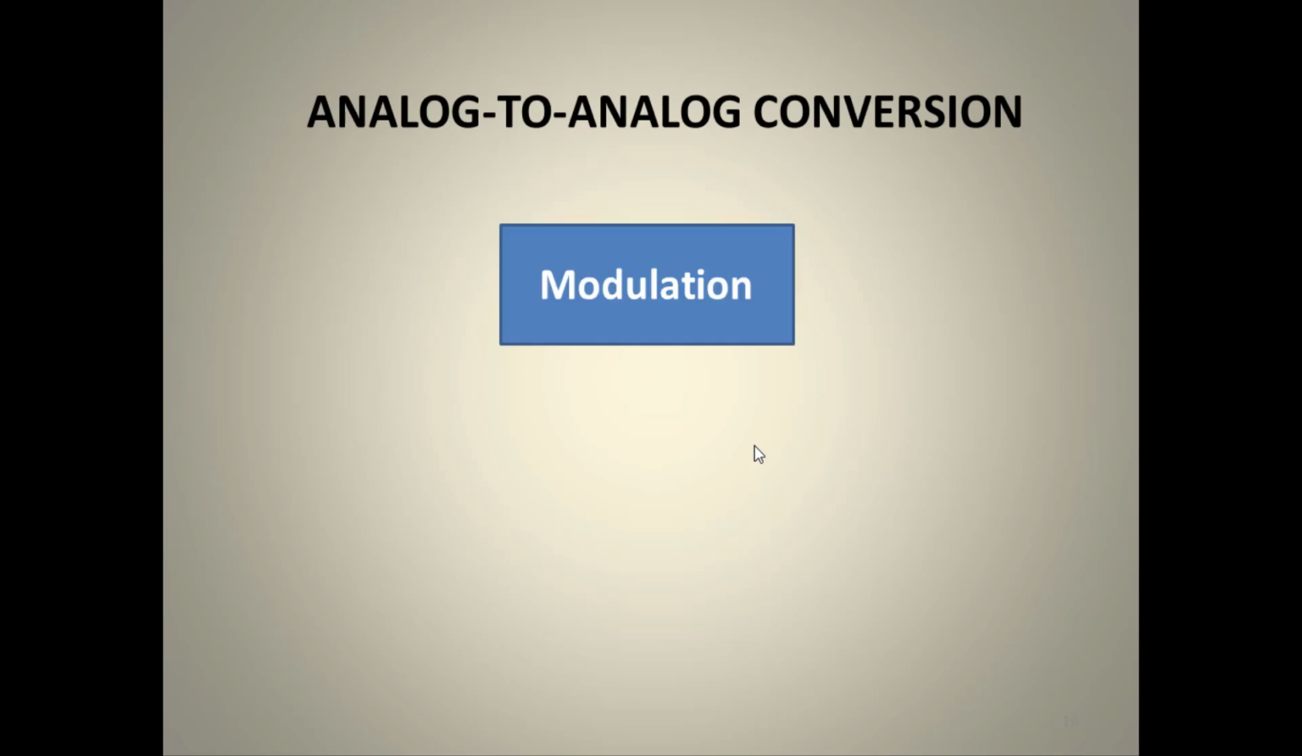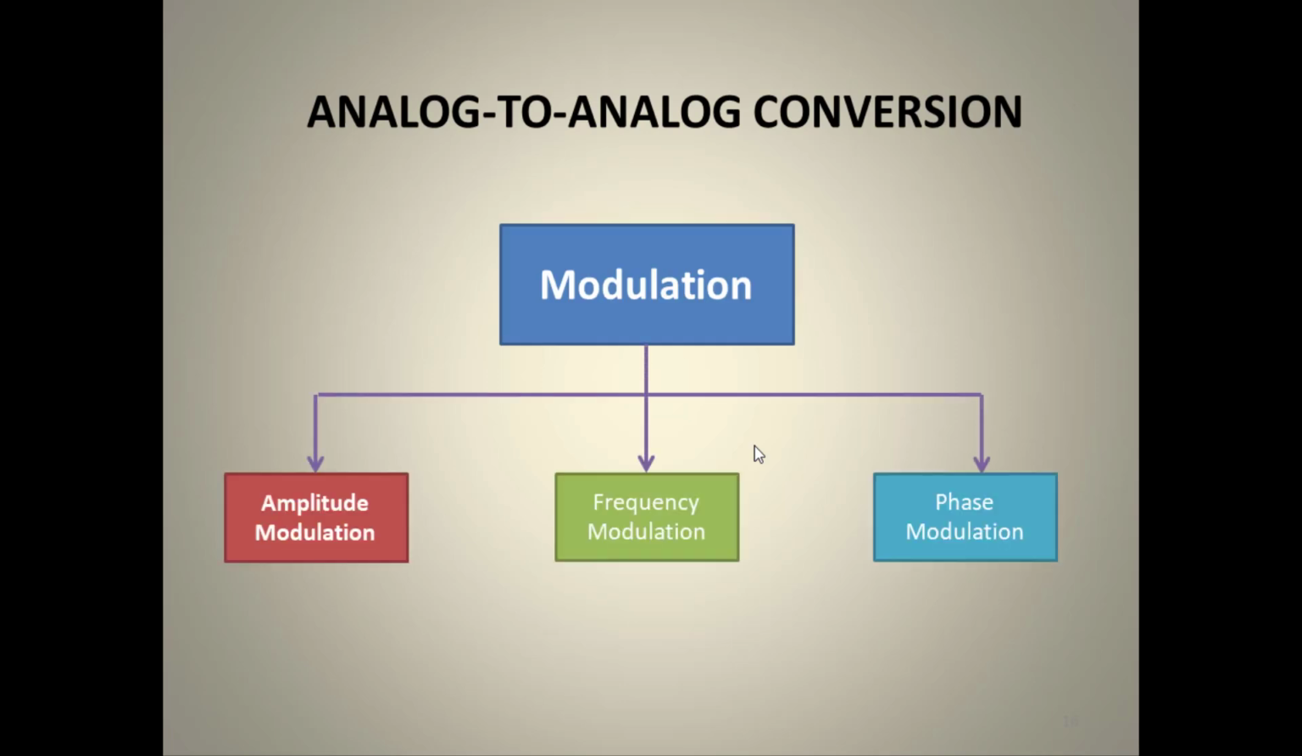Now this modulation is of various types. Here we can see there are three types of modulation. One is called amplitude modulation, AM. Second is frequency modulation, FM. Third is phase modulation, PM. Now let us see first the amplitude modulation.